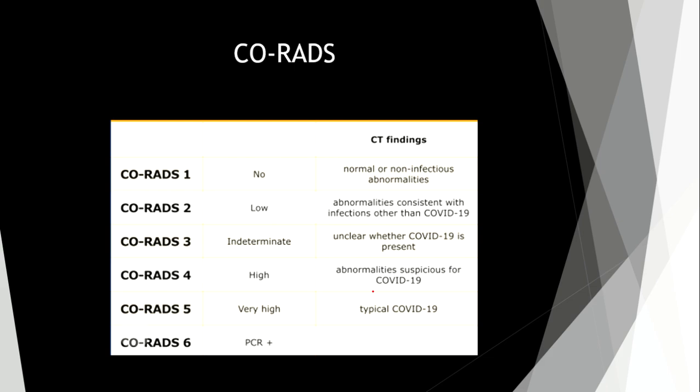CO-RADS 2, it's low suspicious level, abnormalities consistent with infection other than COVID-19. CO-RADS 3, intermediate degree, unclear whether COVID-19 is present. CO-RADS 4, it's a high suspicious for COVID, and CO-RADS 5, it's a typical COVID picture. CO-RADS 6, it's PCR positive result, so we know that this patient has COVID-19.